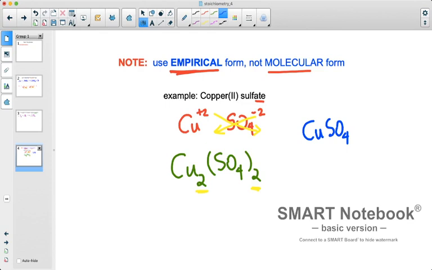And you'll notice what happened was I got rid of this subscript of 2 and this subscript of 2 by dividing both by 2. And I have to change all the subscripts at once. So this is the empirical form, and this would be put down in your chemical equation when you want to balance it. So be careful. Remember, we don't use the empirical form for covalent molecules. This only applies to our ionic compounds.